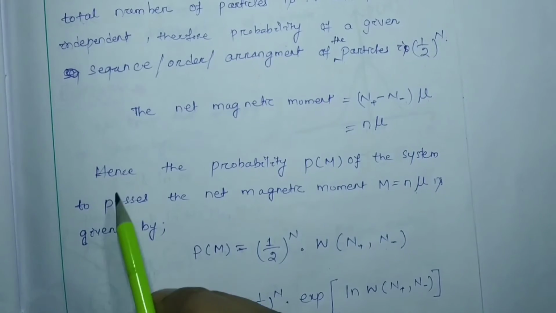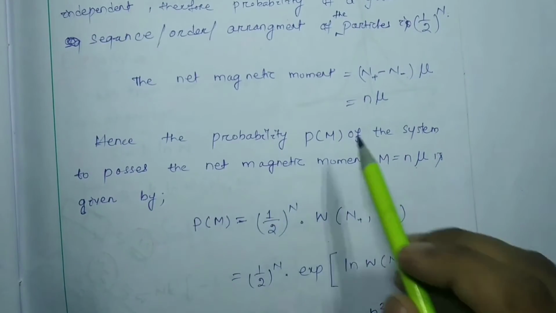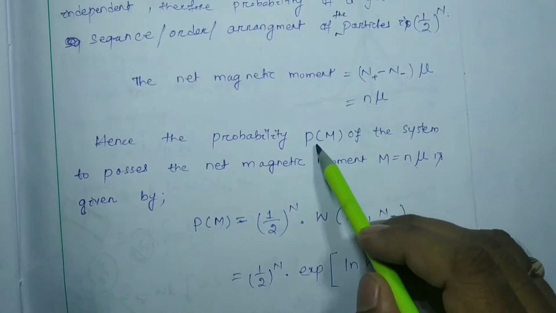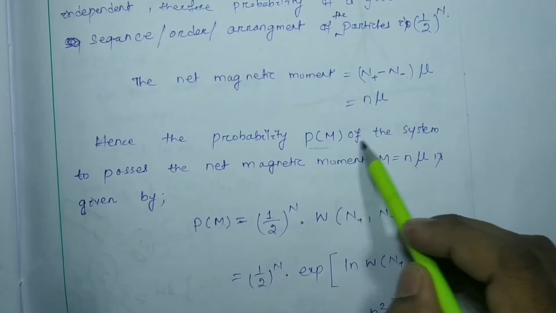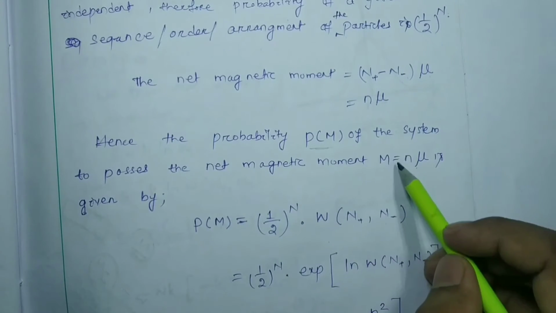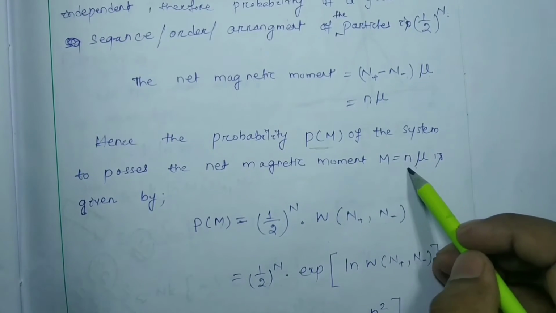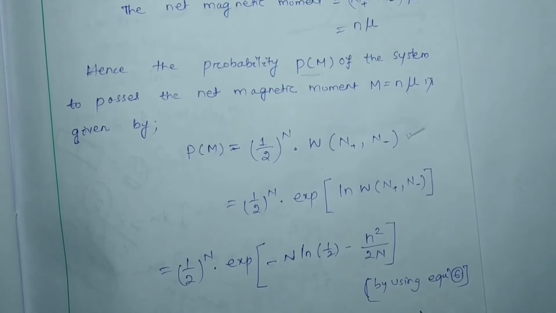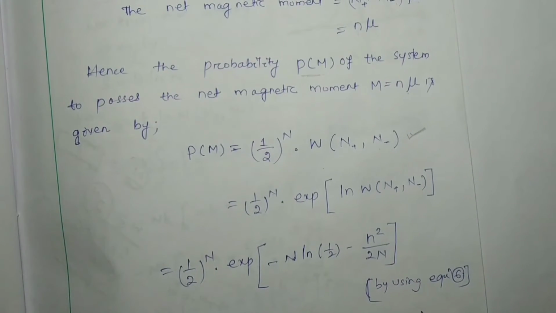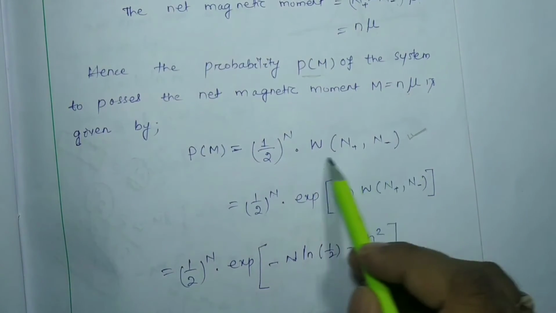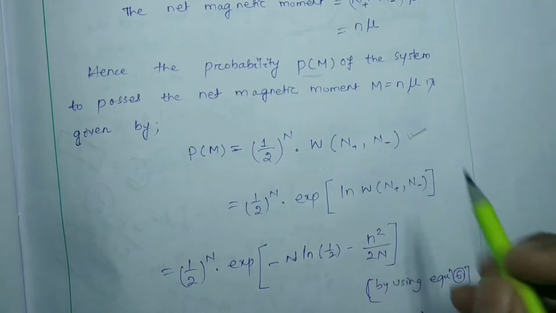Now the probability Pm of the system to possess the net magnetic moment m equal to n mu is given by this much. This W of n plus, n minus represents a particular macro state.